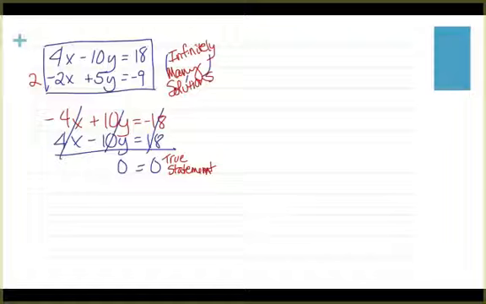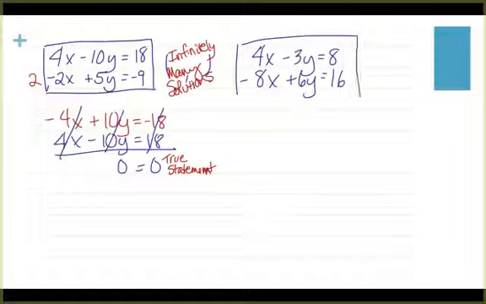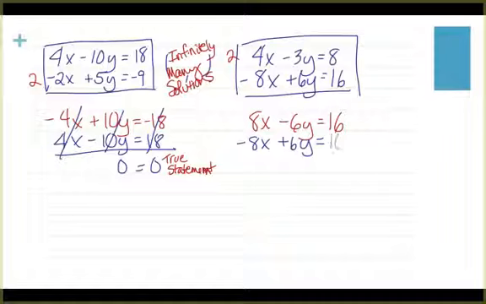Okay, another example. 4x minus 3y equals 8. Negative 8x plus 6y equals 16. So it looks like I can multiply the top one by 2. That looks pretty painless. If I do that, I've got 8x, 2 times negative 3, negative 6y, 2 times 8, 16. Bring the other one down exactly as is: negative 8x plus 6y equals 16.